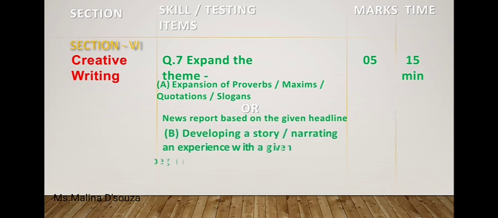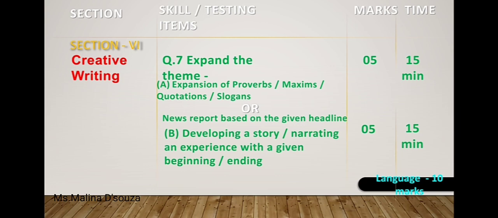Now the last question is develop a story or narrate your experience. So here you'll have to be very, very creative, imaginative. So they'll either give you the beginning line or the ending line. And this is for 5 marks and you complete it within 15 minutes. So language in the last section is for 10 marks.